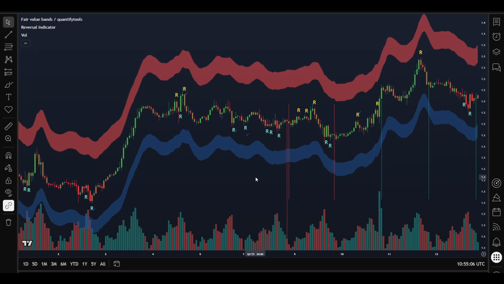Reading rule. The middle line is the mean, fair value. The farther price travels into the extreme bands, the higher the probability of mean reversion or a full reversal.